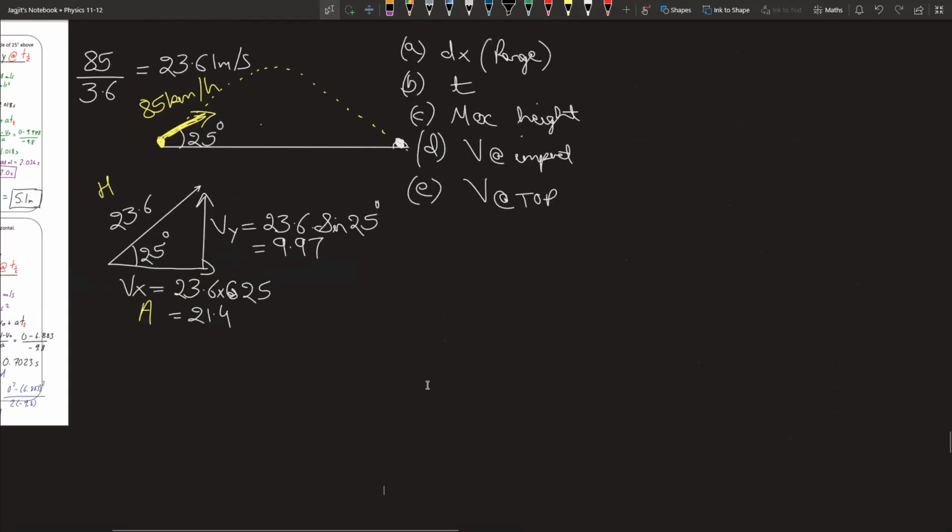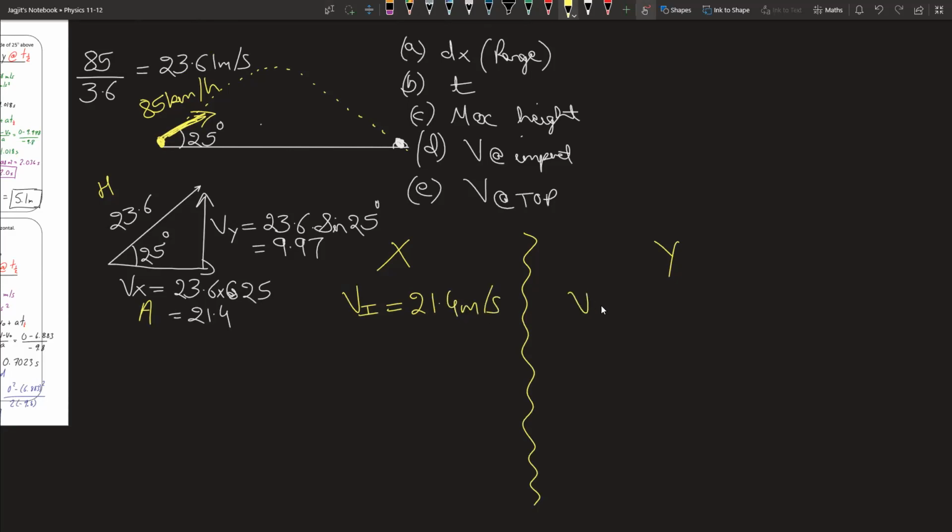What we're going to do is break this question up into its x component and its y component. Now you see, what's the initial velocity of x? Initial velocity of x is this 21.4 meters per second. Initial velocity for y, well, that's 9.97. Now we all know this is the vertical initial velocity.